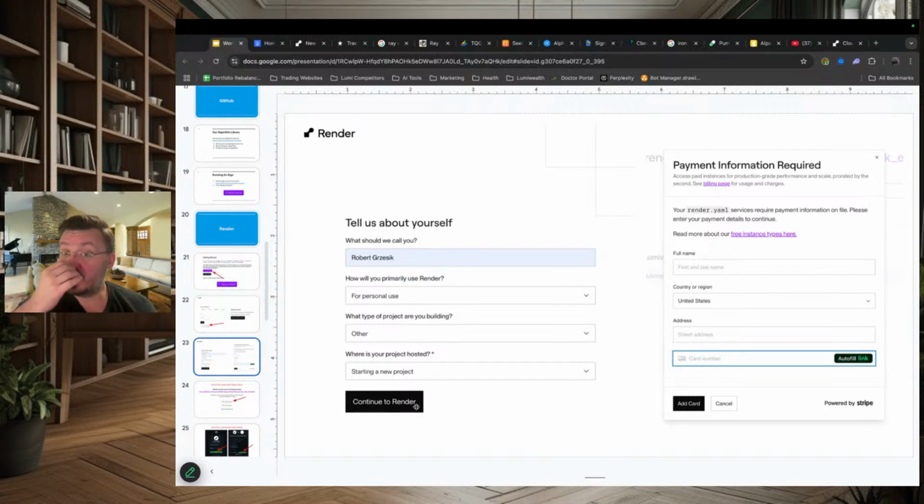And then when you continue, it's going to tell you to put in your payment information. That's, again, because you do have to pay for this service. It is $7 a month to work with them.